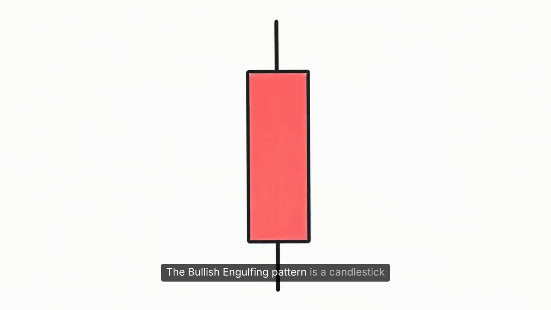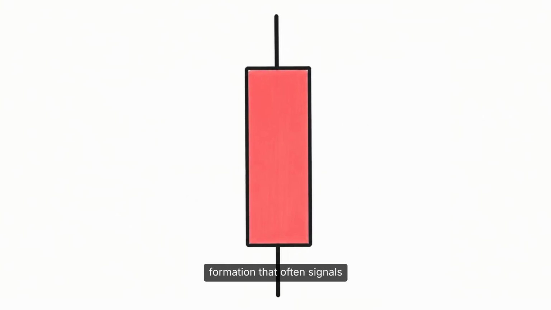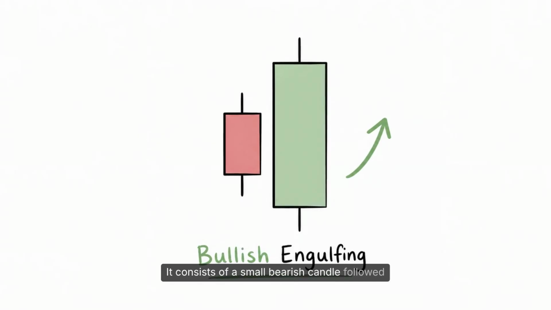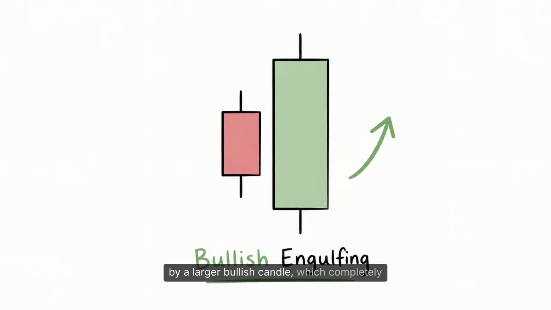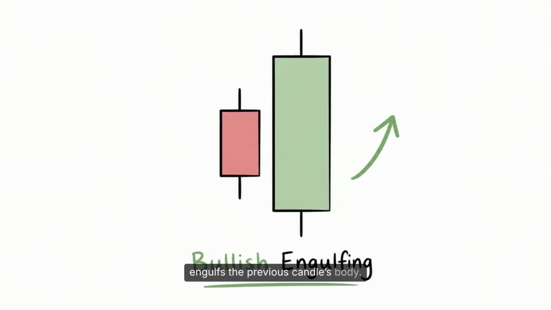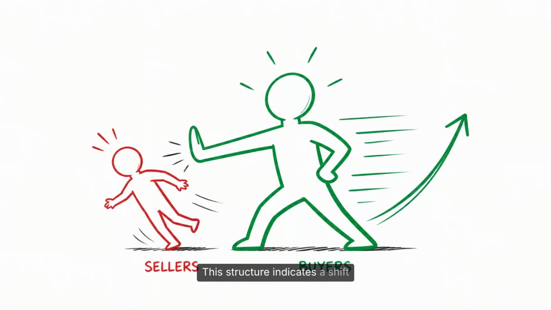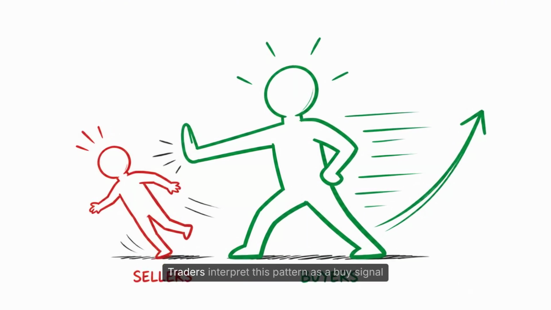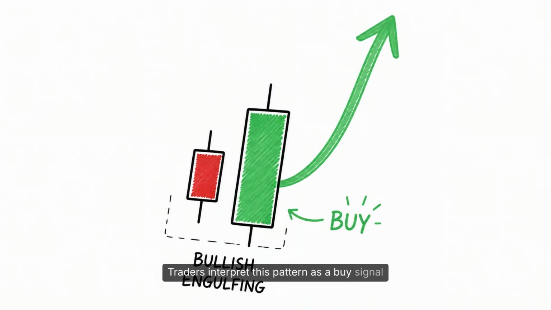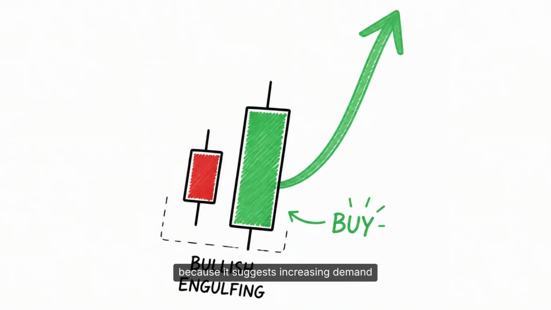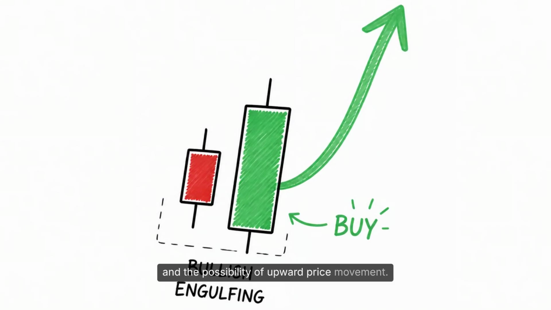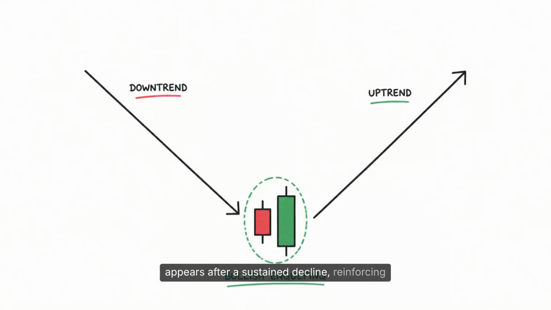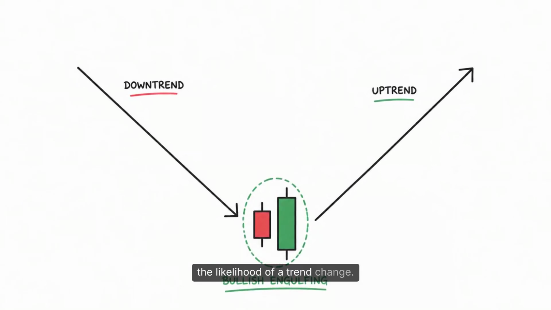The bullish engulfing pattern is a candlestick formation that often signals a potential reversal in a downtrend. It consists of a small bearish candle followed by a larger bullish candle, which completely engulfs the previous candle's body. This structure indicates a shift in momentum as buyers overpower sellers during the second period. Traders interpret this pattern as a buy signal because it suggests increasing demand and the possibility of upward price movement. Its reliability is heightened when it appears after a sustained decline, reinforcing the likelihood of a trend change.